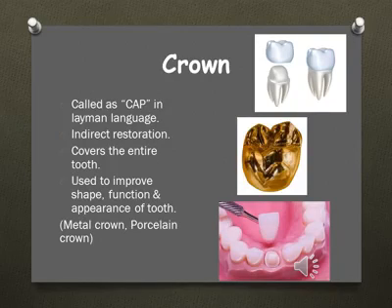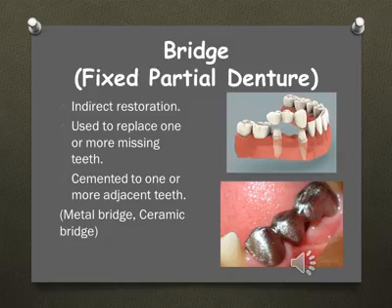For example, in posterior teeth, where strength is more important than appearance or aesthetics, and the crowns are not much visible, we use a metal crown, for example a gold crown. Whereas in the anterior teeth, where aesthetics is very important, we use a porcelain crown. A dental bridge is also an indirect restoration which is used to replace one or more missing teeth.